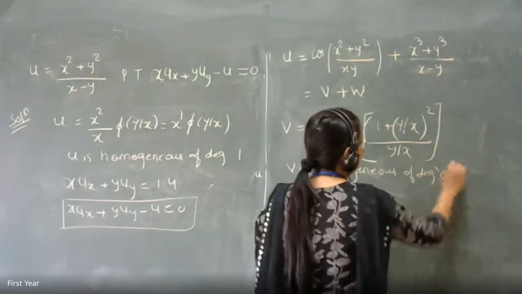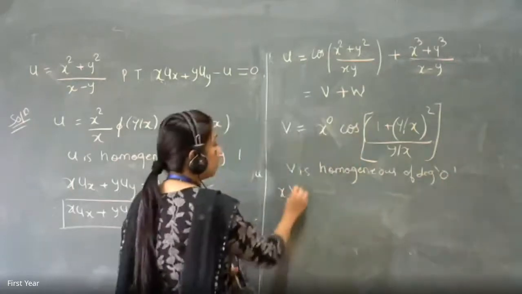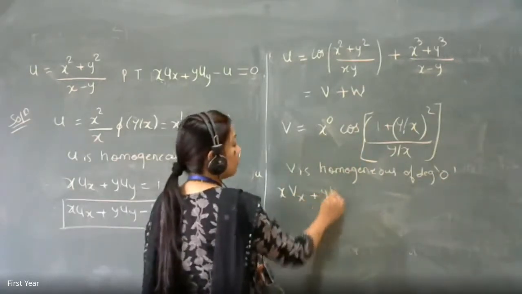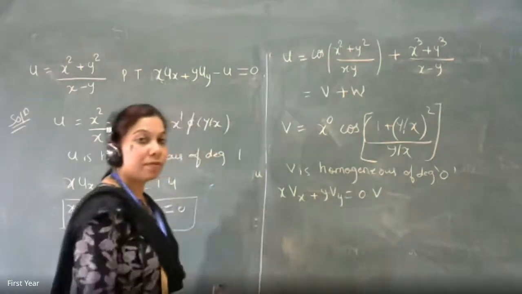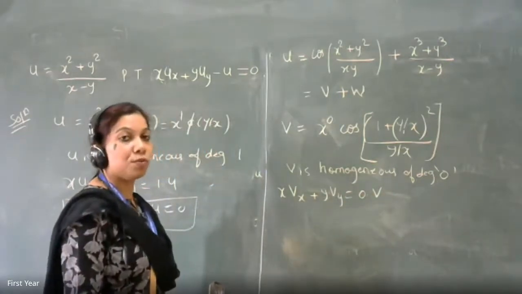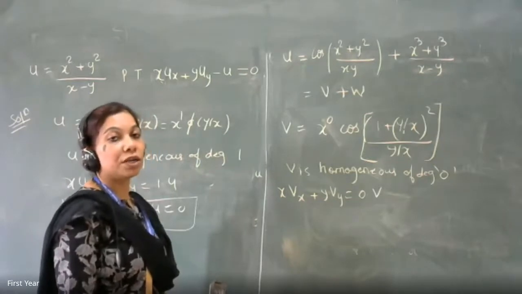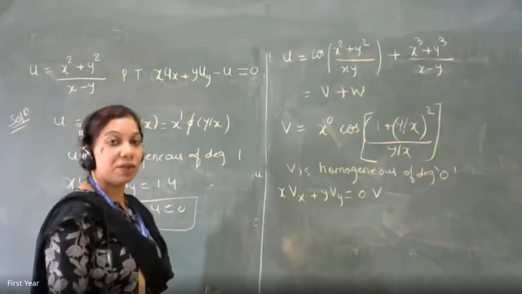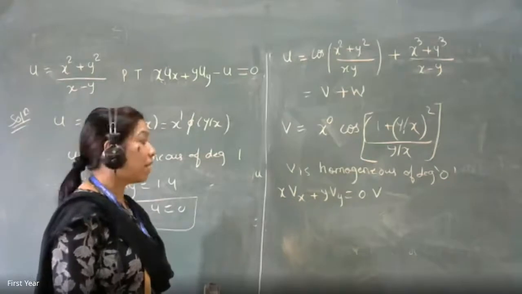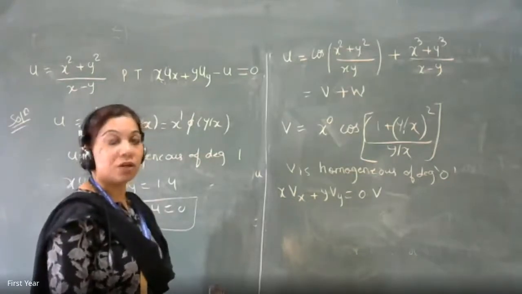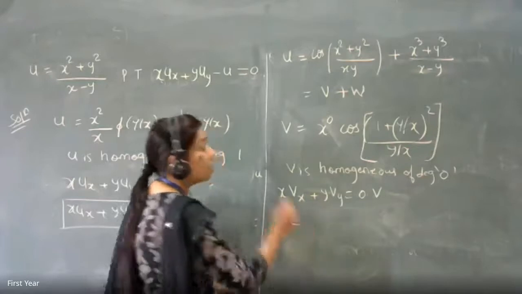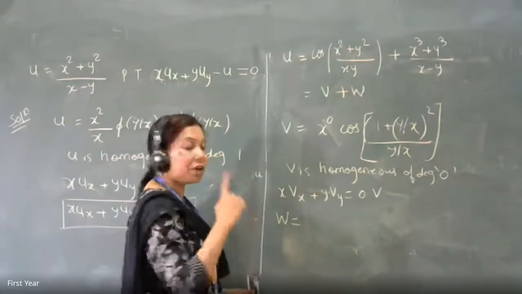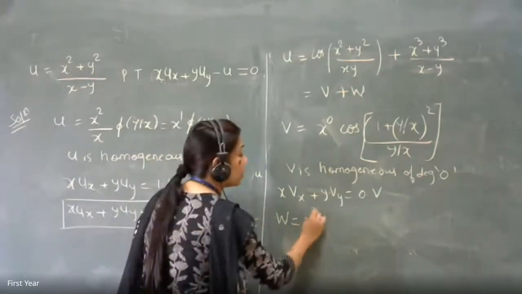So if B is homogeneous, what I will get is x dx plus y dy is equal to 0 into B. Correct? B is homogeneous of degree 0. So Euler's theorem applied for B will be x dx plus y dy is equal to 0. If I do the same thing with W, W's numerator degree is 3, denominator degree is 1. So what will be the total degree?